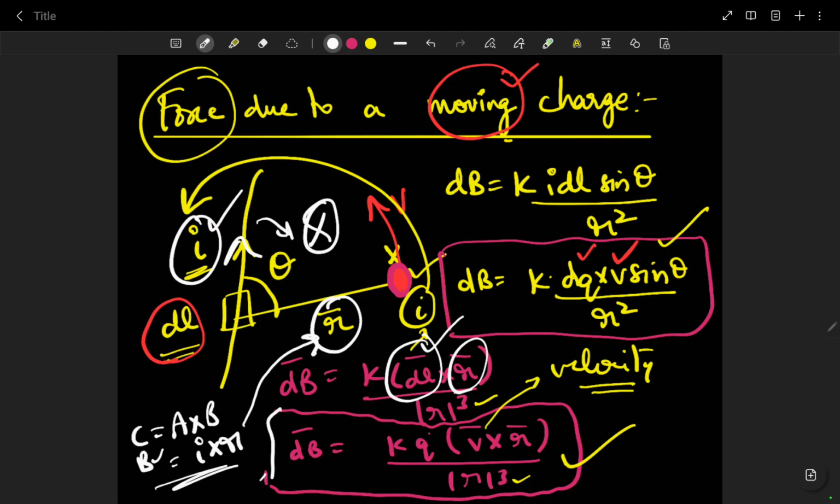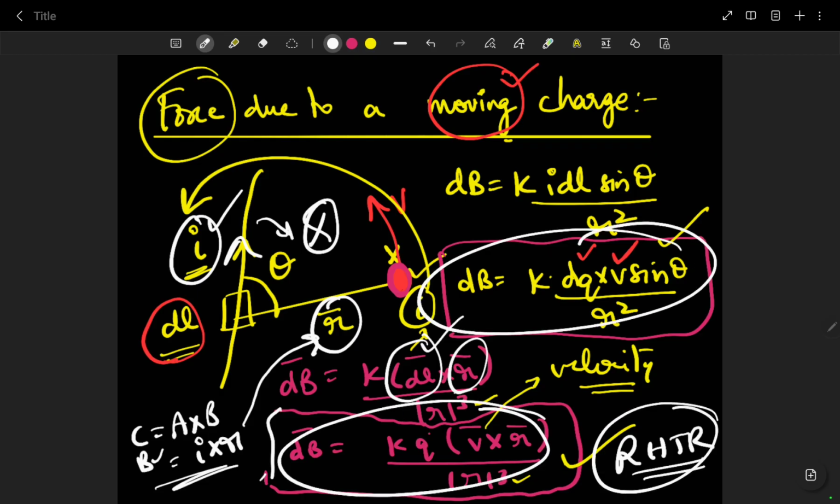You can use cross product rule, or else I would have also told you about right hand thumb rule as well. So both are applicable, but these are the formulas that we get when you are involving that this charge is actually in movement, in motion, so it will have some velocity, and that is how the Biot-Savart law will be modified.